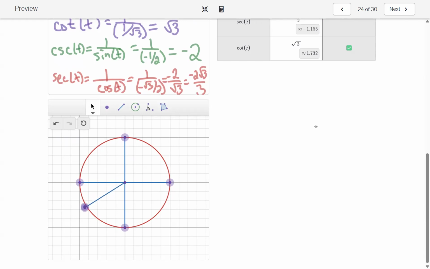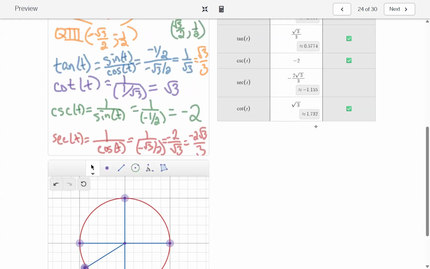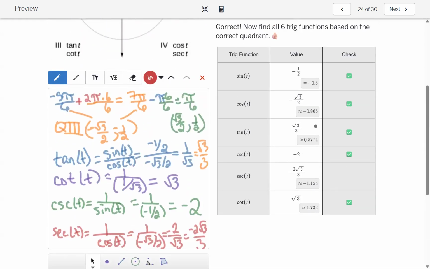So that's why I took my full quadrant 3 angle and I subtracted off pi, because that's that 180 degrees, and that'll leave me with my leftover reference angle. So that's why I have the minus pi here. And then I just multiplied by 6 over 6 for the common denominator. So that left us with pi over 6 is the reference angle, which is 30 degrees.